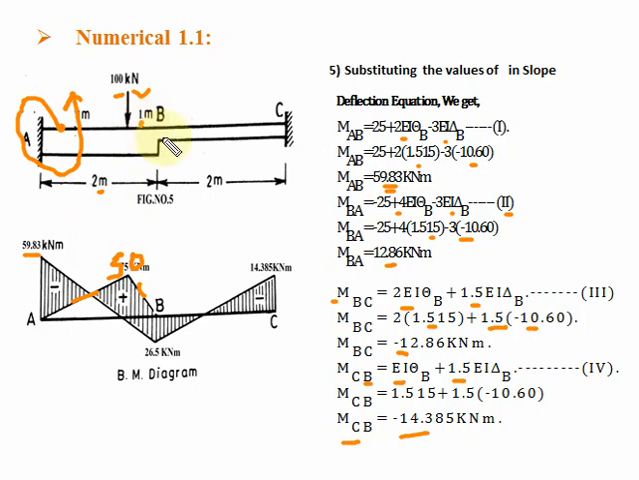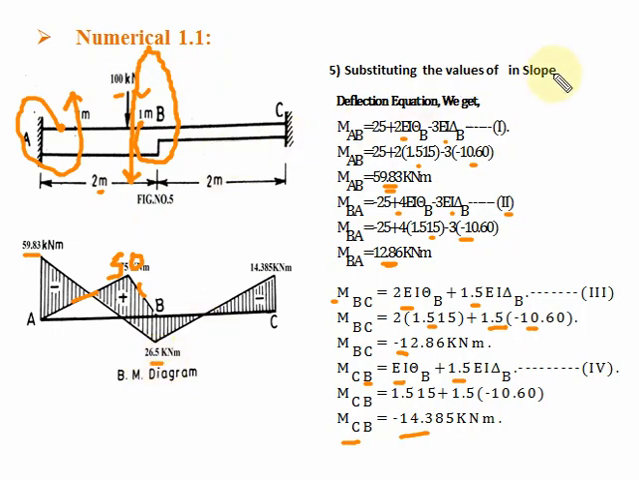Now for B, the bending moment is 12.86, so the value is positive. That means we have to move about B in the anti-clockwise direction. After cutting the member and completing one rotation, come down. So show the value down, 26.5 kilonewton meter.